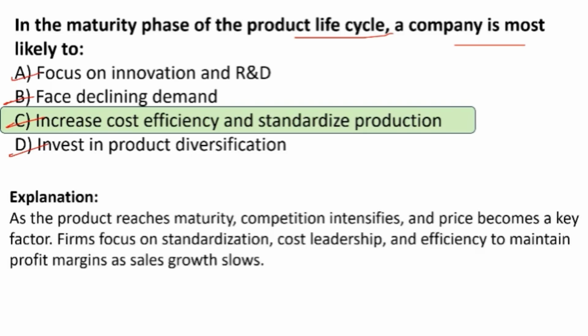So what happens in the maturity phase? See, as the product reaches maturity, competition intensifies, right? The price becomes a key factor. Firms focus on standardization, cost leadership and efficiency to maintain profit margin as sales growth slows.